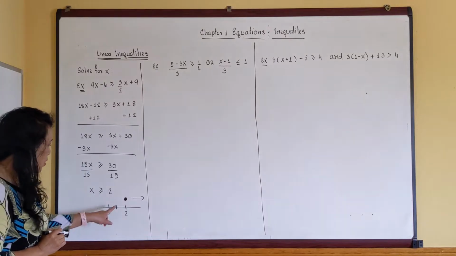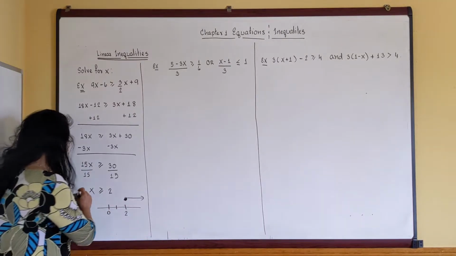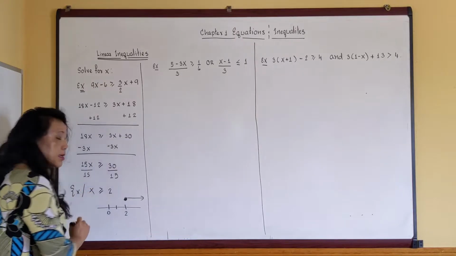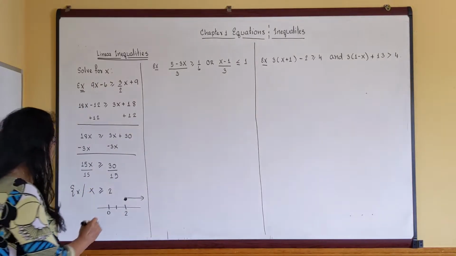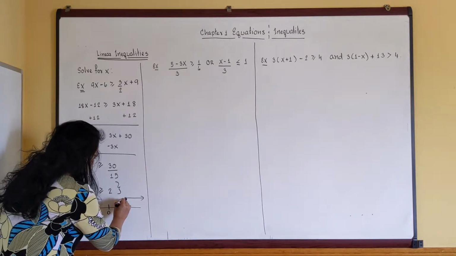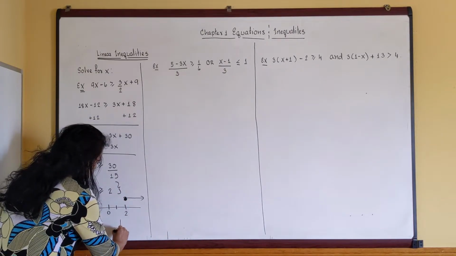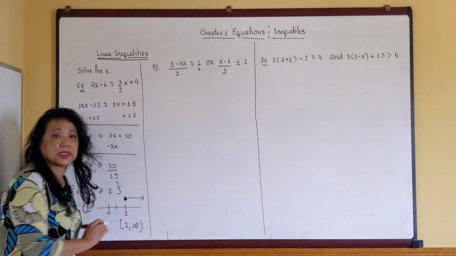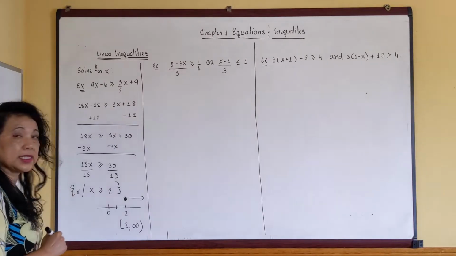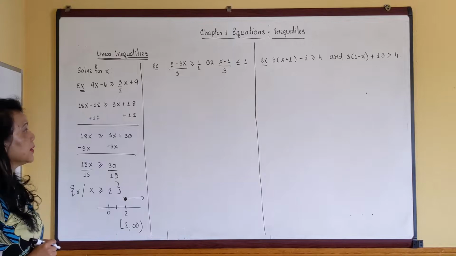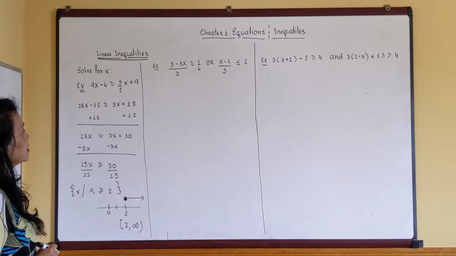So that's called the solution graph. This is called the solution set. You're going to write x such that x is greater than or equal to 2. In the interval notation, it's including 2, so you're going to have a bracket at 2 and go all the way to infinity. Infinity is always a parenthesis. This is where you start and it goes on to the right side. Alright, so let's look at the next example.